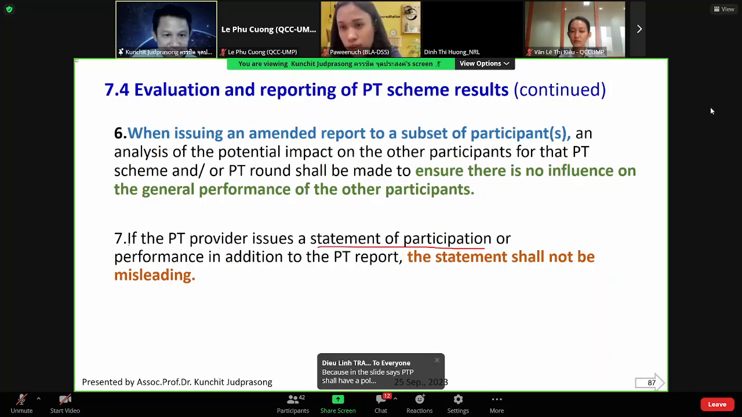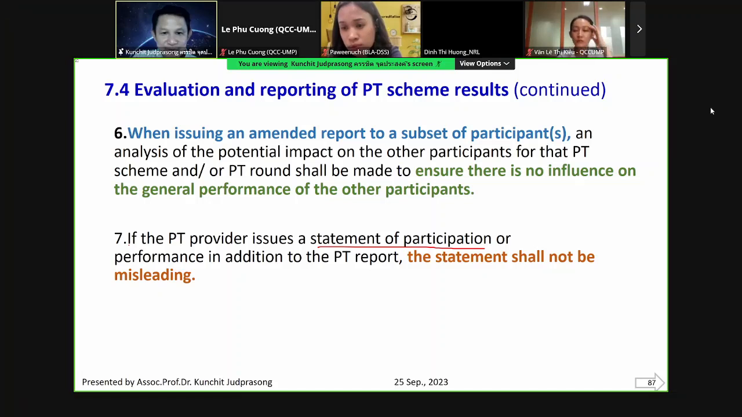About 7.3 D, can we use an individual report and a final report? Yes. An individual report also depends on you. This is like the image for the participant. For me, as a participating lab, I prefer an individual report, because when we have many parameters it is very easy to use for the assessor for 17025 and 15189. So this is enough.